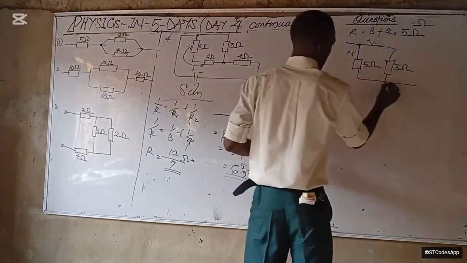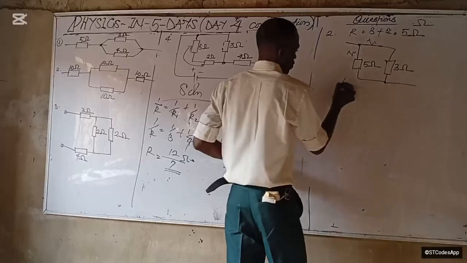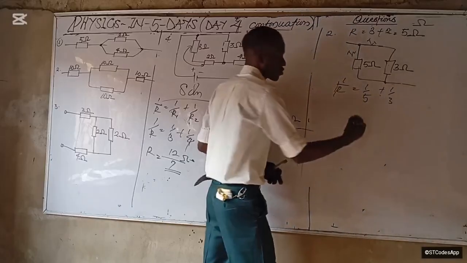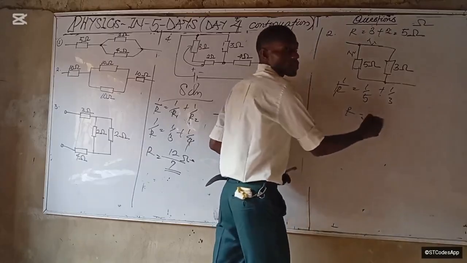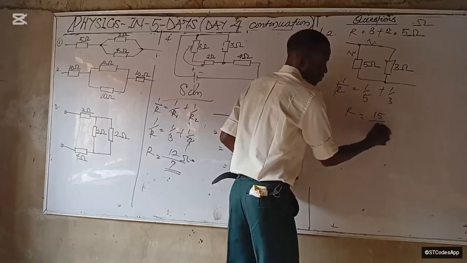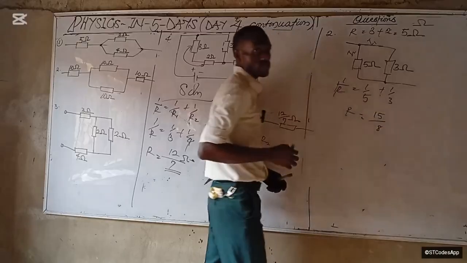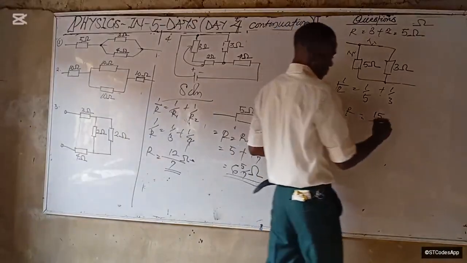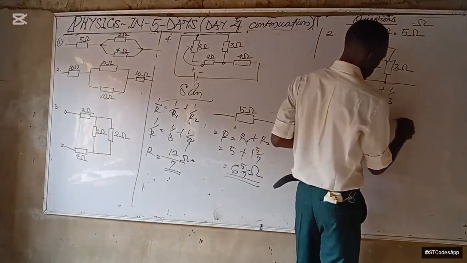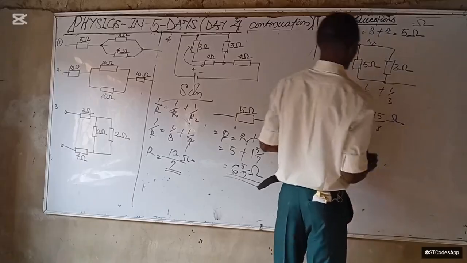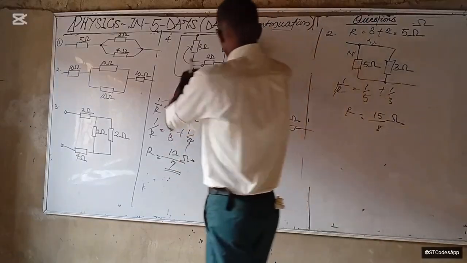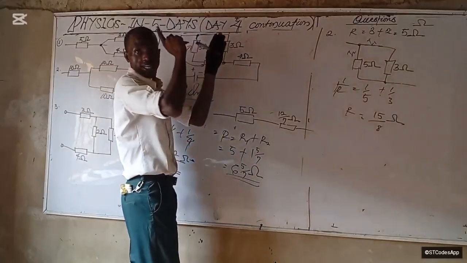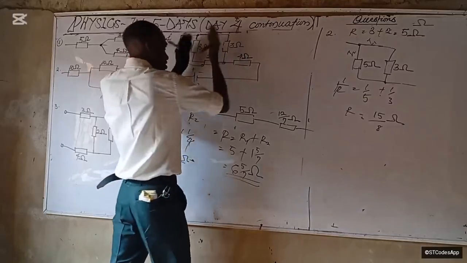So what do we have here? This guy is in parallel with this guy. So 1 over R will be equal to 1 over 5 plus 1 over 3. Using the trick I just taught you, R will be equal to what? 15 over 8, is it clear? For just 2 guys. Okay. This becomes 15 over 8 ohms. So this whole thing will now be in series with this guy. Do you agree with me?